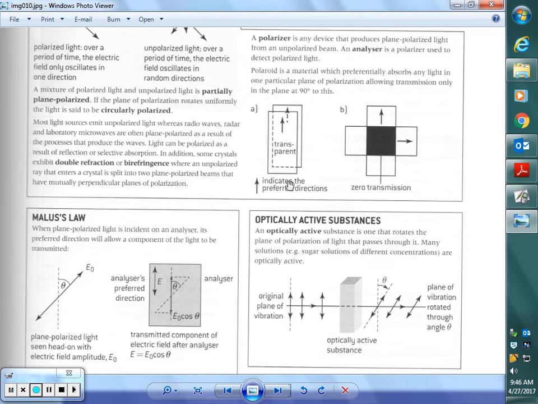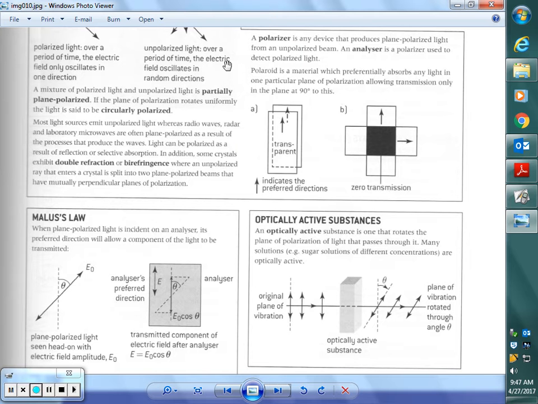So up here where I just moved it right to the top right, it says a polarizer is any device that produces plane polarized light from an unpolarized beam. Fancy way of speaking, it only lets certain orientations of waves through, and it blocks the other ones. A Polaroid is basically like a second polarizer.